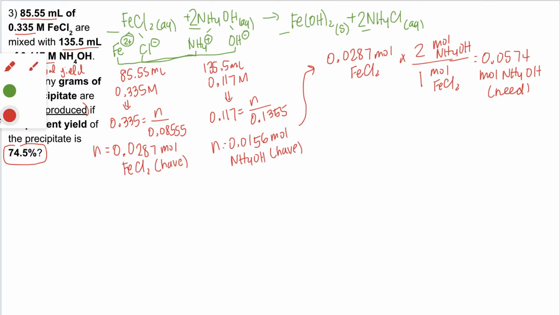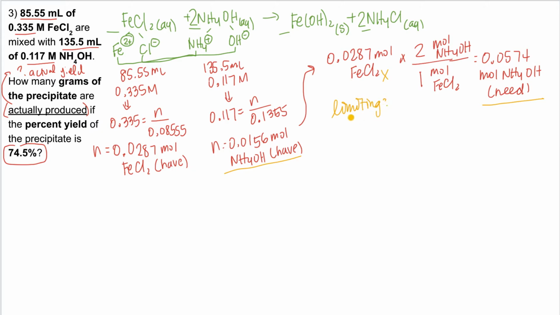Well, let's compare what we would need to what we actually have of the NH4OH, and we can see we would need 0.0574, but we only have 0.0156 moles of ammonium hydroxide. So it's not possible for all of the FeCl2 to react. Therefore, we know that the limiting reactant must be the ammonium hydroxide.